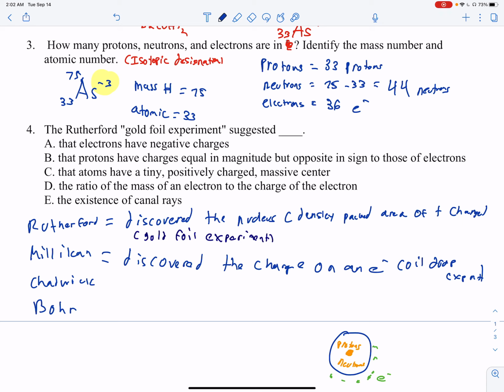Chadwick is not super important. Well, they're all important in my heart, but he's not the most important out of all of them. Chadwick discovered the neutron.